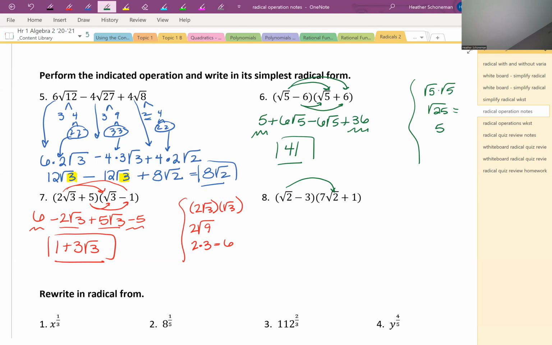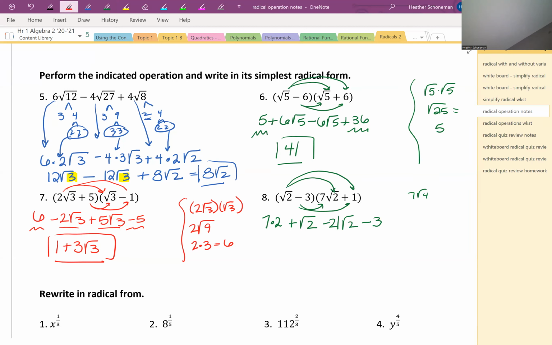Okay, let's try this again. Square root 2 times 7. Well, that's going to be 7 times the square root of 4. And the square root of 4 is 2. So that's going to be 7 times 2. If you want to write that as 14, you are welcome to. Square root of 2 times 1 is 1 square root 2. Negative 3 times 7 square root 2 is negative 21 square root 2. Over here, we get negative 3.